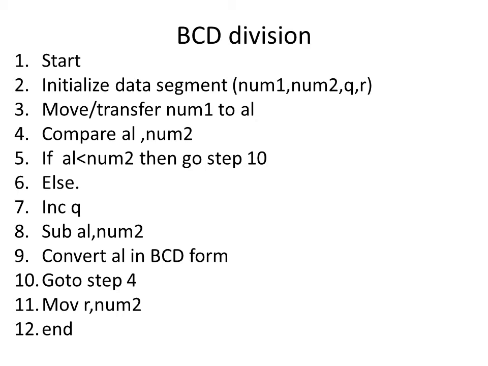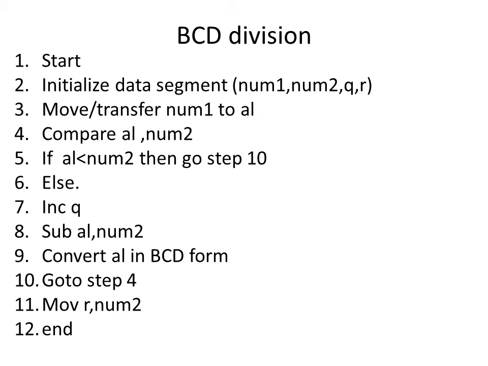So we have to first compare whether num2 is less than num1 or not. If in the first comparison num2 is greater than num1, then obviously the quotient will be 0, no subtraction is performed, and whatever the value of num1, that will be the remainder.